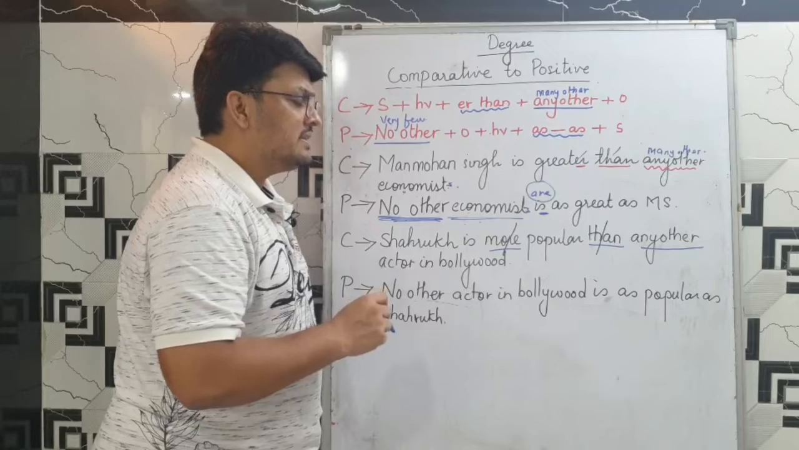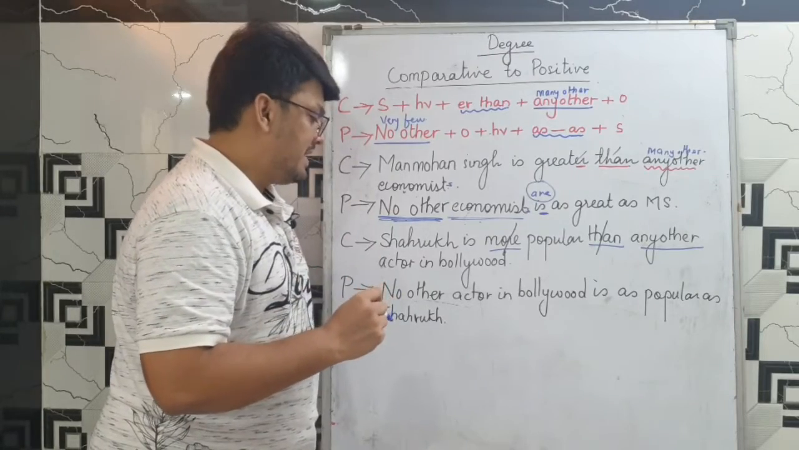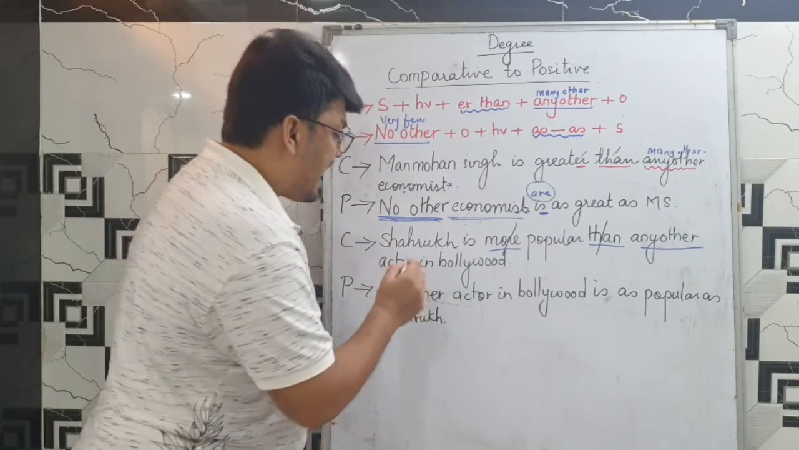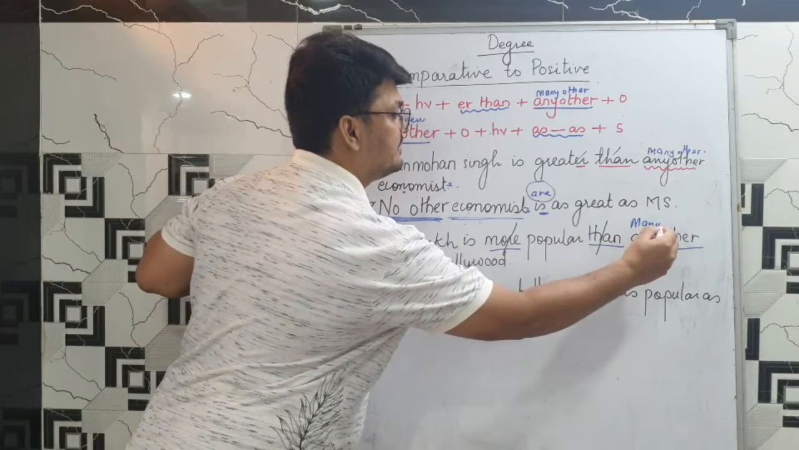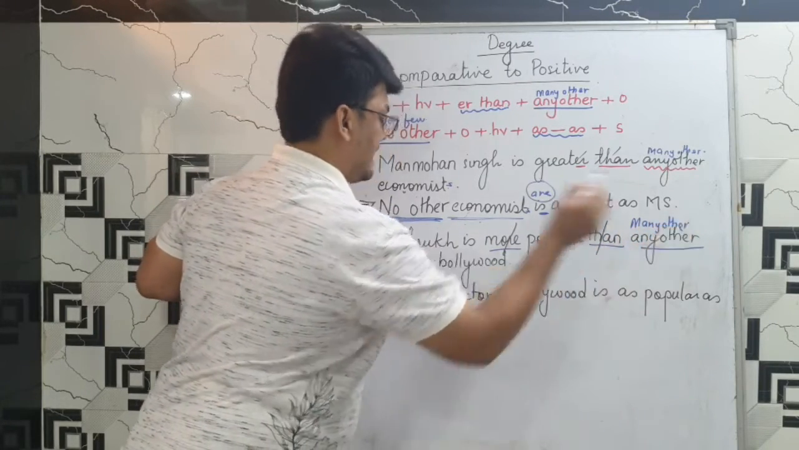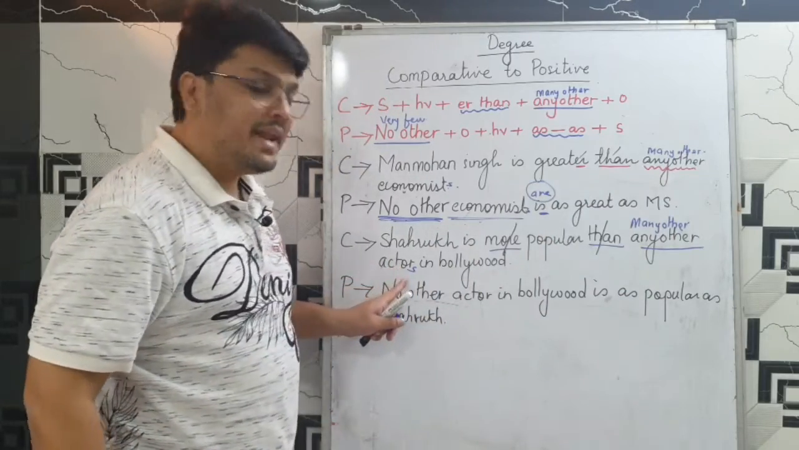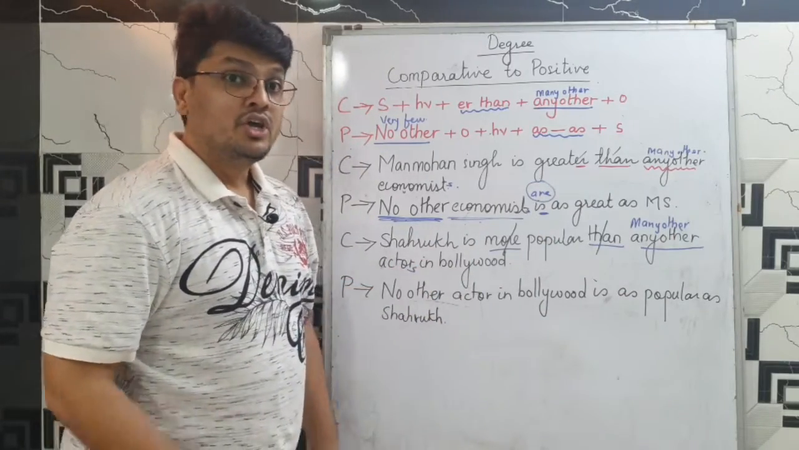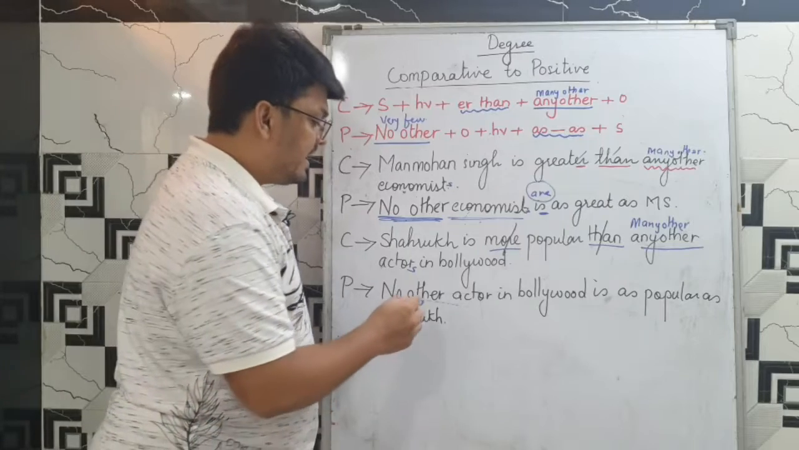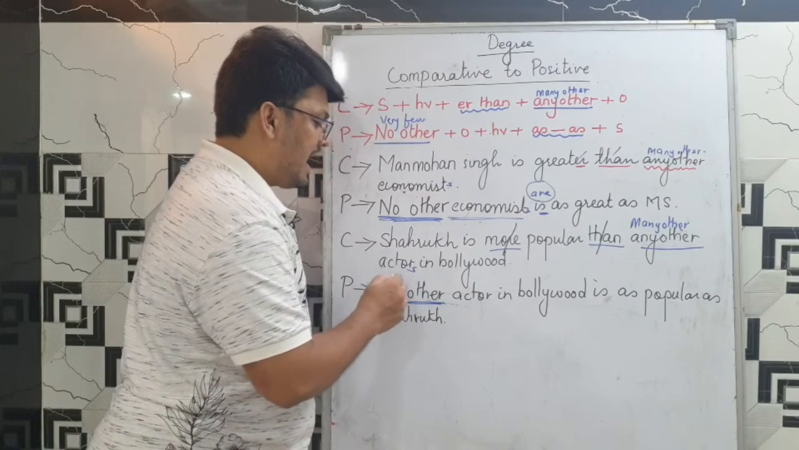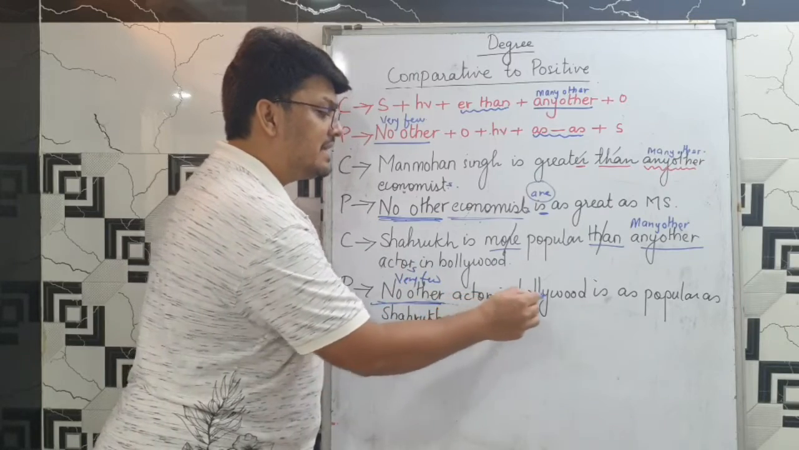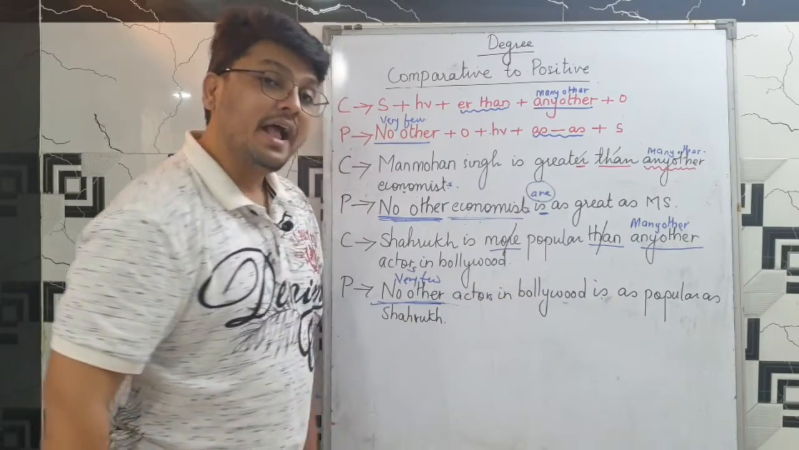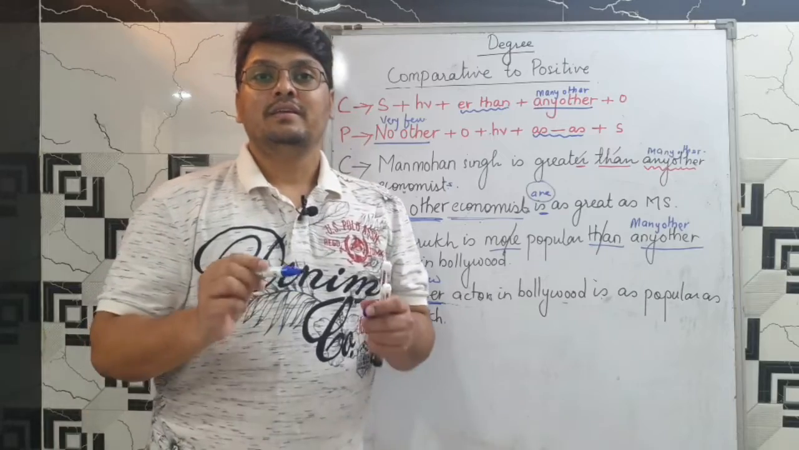Shah Rukh is more popular than many other actors. If I'm using many other over here, this will become plural: actors, many other actors in Bollywood. So how will I start the positive degree? Instead of no other, I will write very few. So, very few actors in Bollywood are as popular as Shah Rukh.